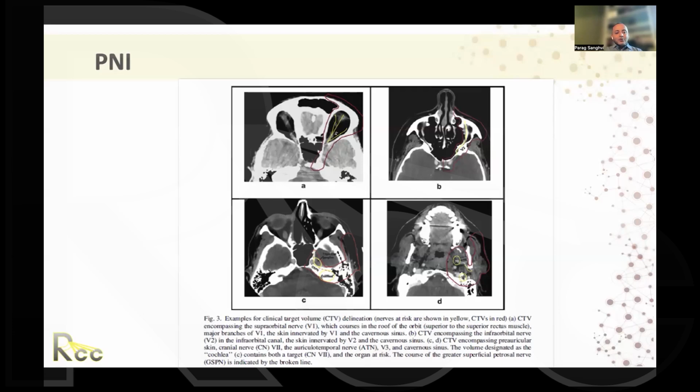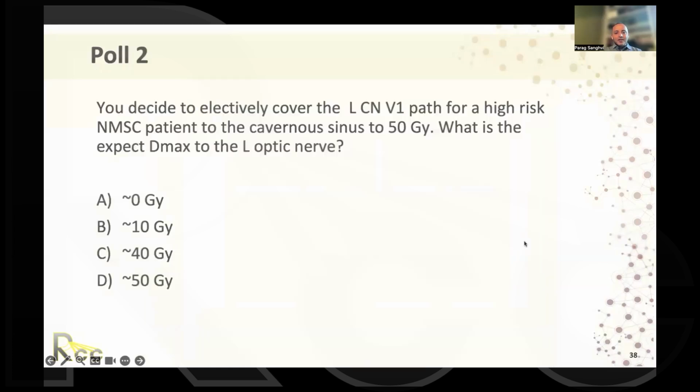This is probably one of the original papers in the Red Journal by Iris Gluck that just shows you different cranial nerves and the different pathways. Unfortunately, in this paper, there's only one picture for each of the cranial nerves, but you can see this is a V1 patient, and you can see that they've covered the entire bony orbit and then going all the way into the cavernous sinus. And we'll talk about these V2, V3, and cranial nerve 7 in a few minutes.